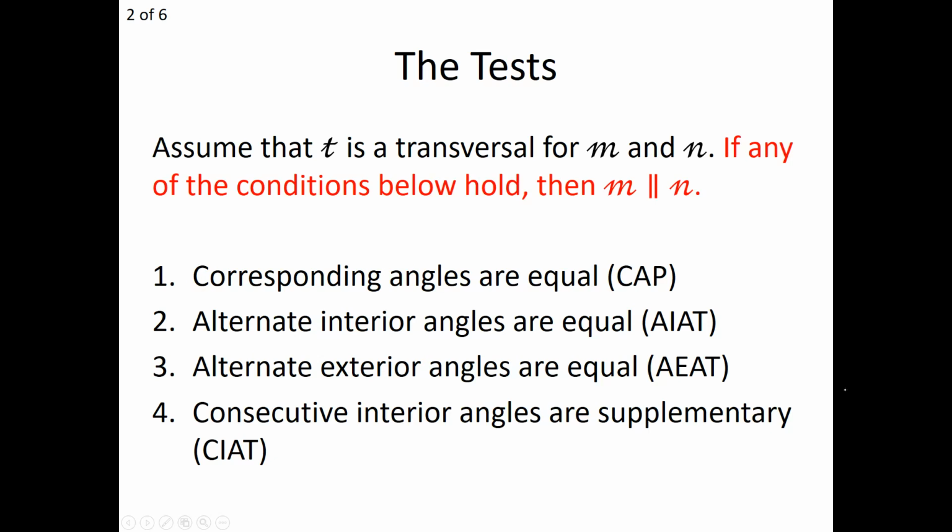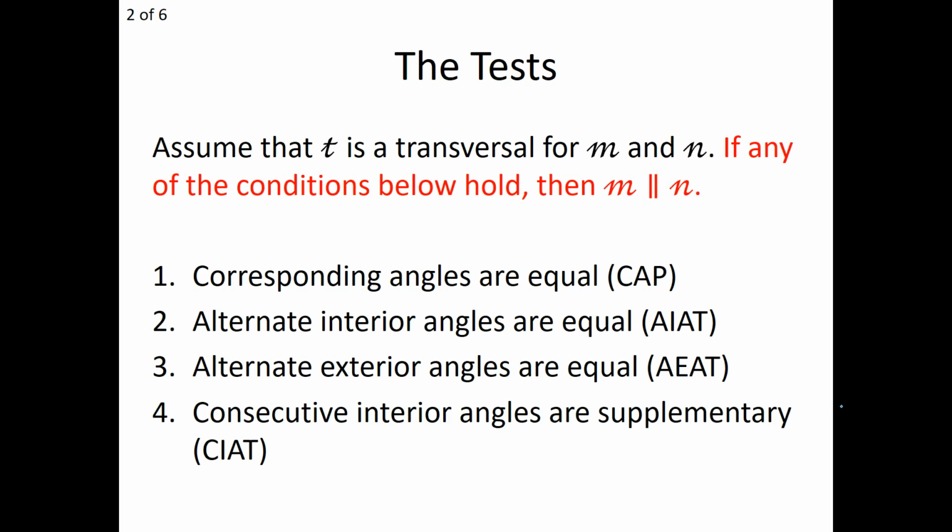So we have covered the tests. These are the ways that we can cut through lines and determine whether these lines have to be parallel. If we cut through lines with a transversal and we come across corresponding angles equal, or alternate interior, alternate exterior angles equal, or even consecutive interior angles that are supplementary, then we can prove that the lines are parallel.